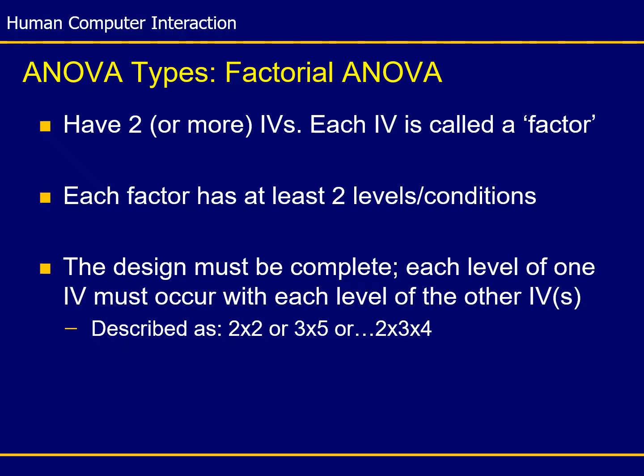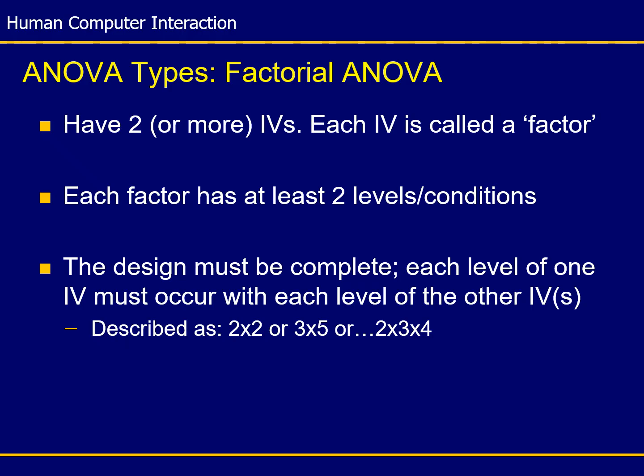Okay, now in the factorial ANOVA world, each independent variable is called a factor. So this sometimes will be called multi-factor. And each factor, obviously, or independent variable, has to have at least two levels. Now the thing is, when you run a factorial ANOVA experiment, you have to have a complete design. What do I mean by complete design? It means each level of one of the independent variables must occur with each level of the other independent variables.